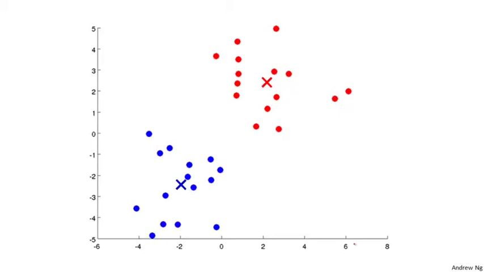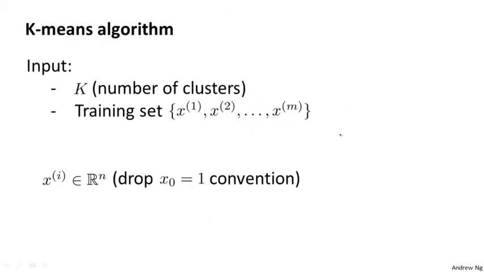Let's write out the k-means algorithm more formally. The k-means algorithm takes two inputs. One is a parameter k, which is the number of clusters you want to find in the data. I'll later say how we might go about trying to choose k, but for now, let's just say that we've decided we want a certain number of clusters, and we're going to tell the algorithm how many clusters we think there are in the data set.